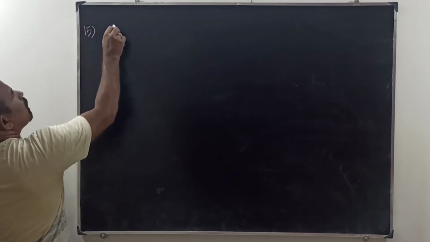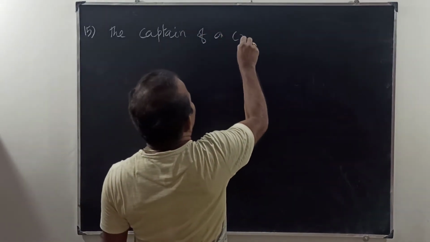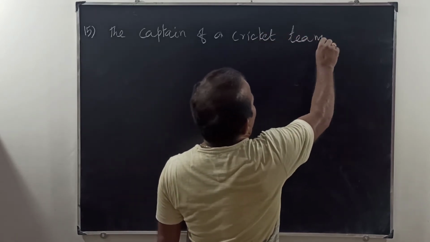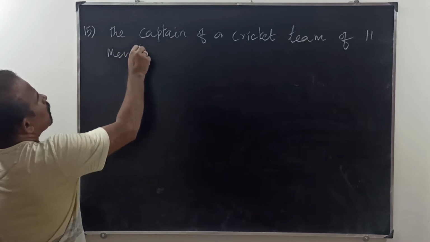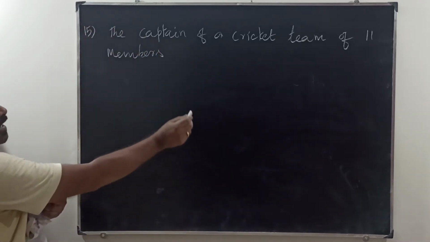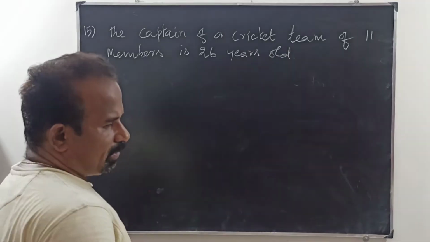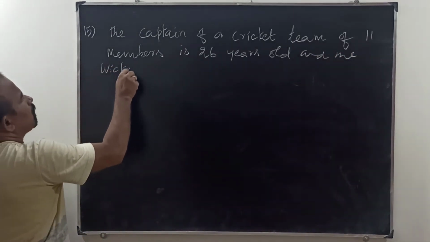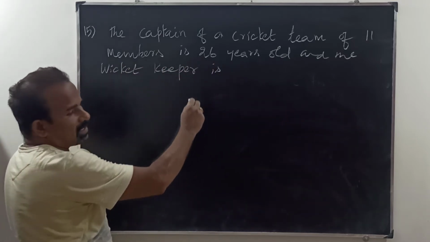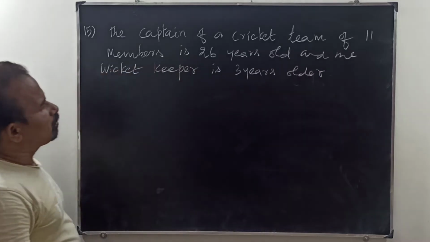Next question, 15th question is: the captain of a cricket team of 11 members is 26 years old, and the wicket keeper is 3 years older.